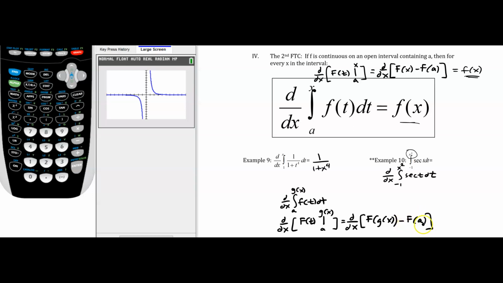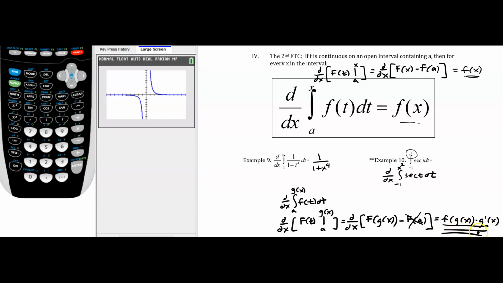Again, though, capital F of a is a constant, and the derivative of a constant is 0. What's the derivative of capital F of g of x? This is actually a composite function, and we've done this before. This is chain rule. So the derivative of this would be the derivative of the outer layer evaluated at the inner layer, and then you would multiply by the derivative of the inner layer.